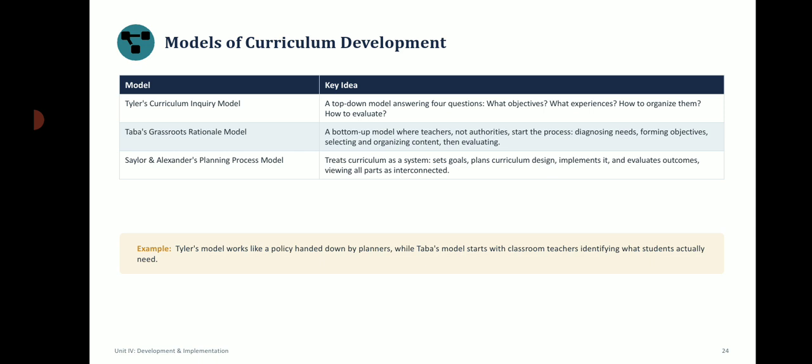This planning process model treats curriculum as a system. Here Saylor and Alexander set goals, plan curriculum design, implement it, and evaluate the outcomes, where all parts are interconnected. Taylor's model works like a policy handed down by planners, whereas Taba's model starts with classroom teachers identifying what students actually need. Now you got it, right? So Taba's model is what the phases follow when we use it.